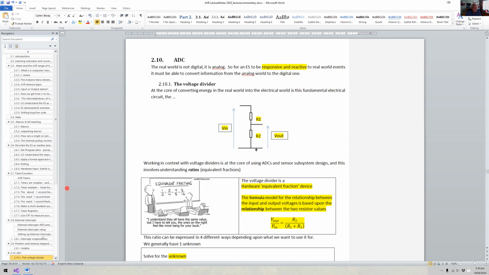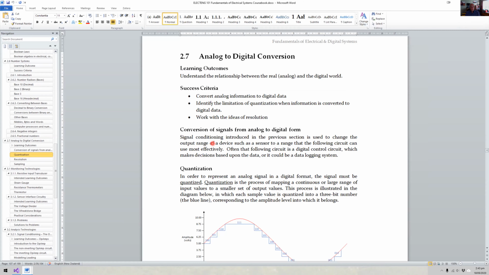What I want to do is just pop back to the notes from Lecture 101 from last year and just have a quick review. So really understanding the relationship between the real analog and the virtual, I suppose, digital world. So we need to be able to convert analog information to digital data and understand this word quantization. That's very important. And understand this concept of resolution. So let's have a look.